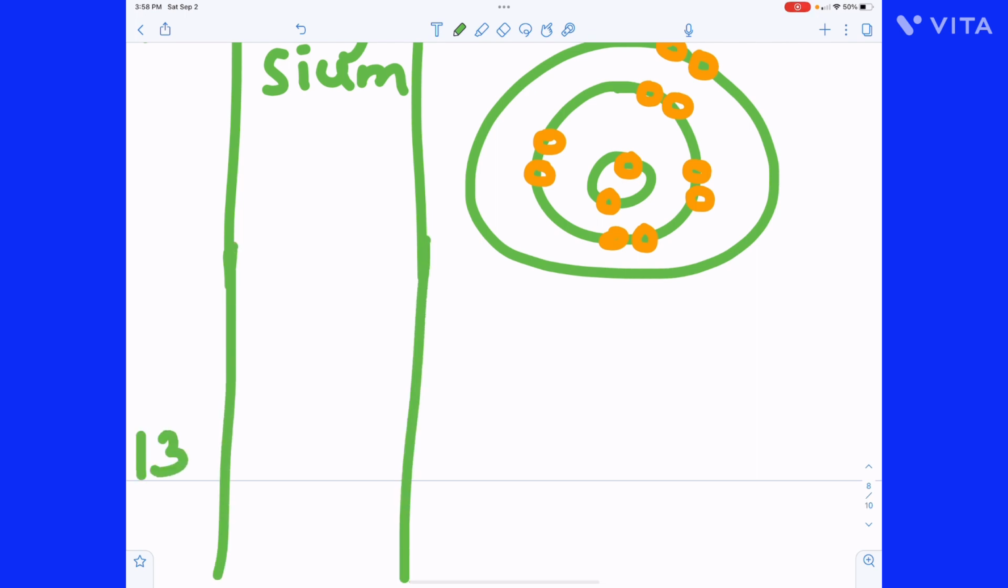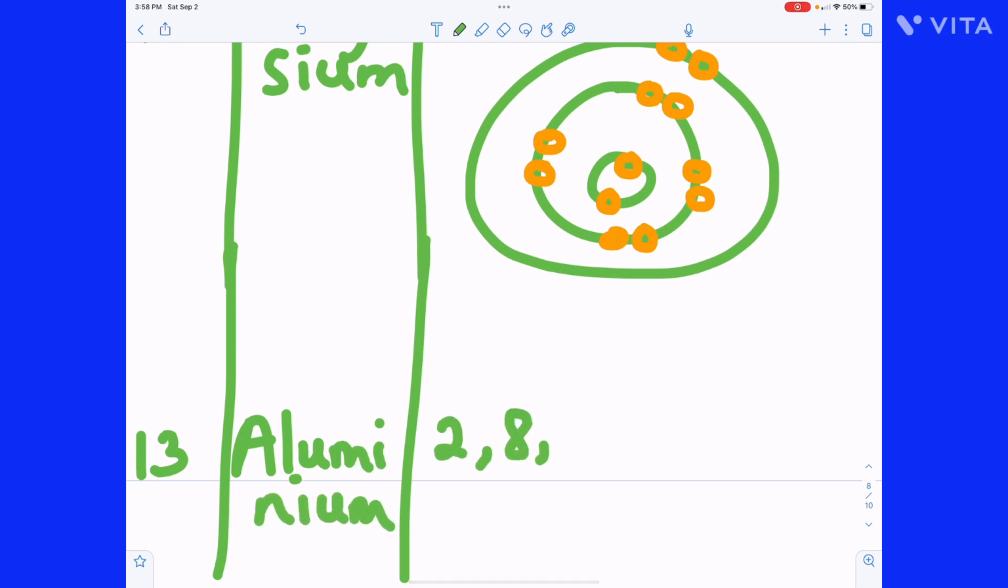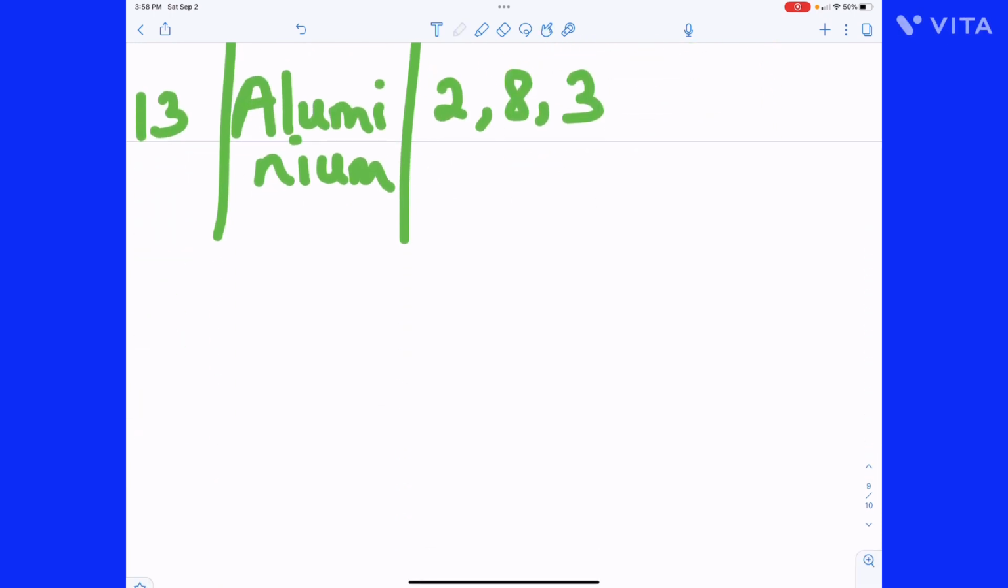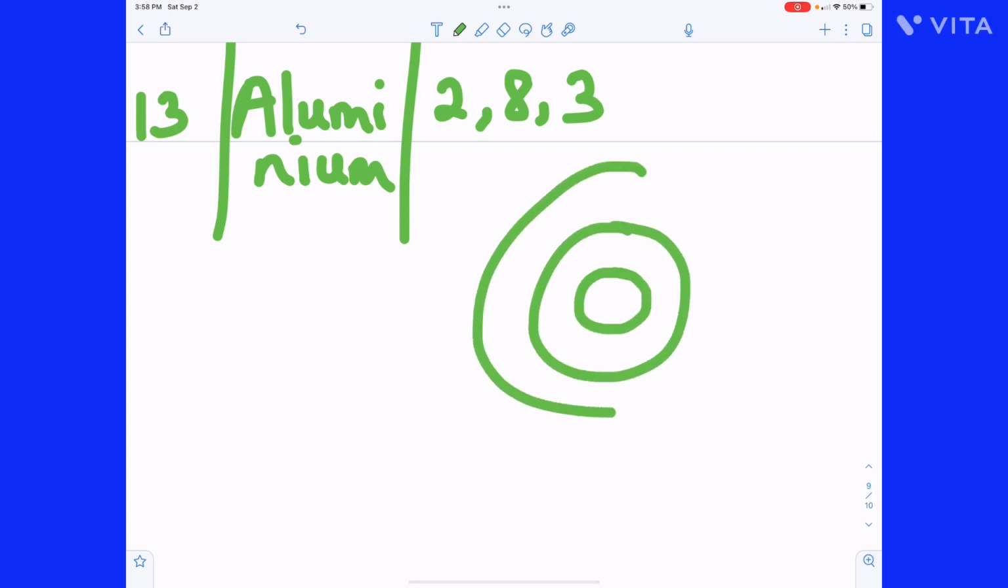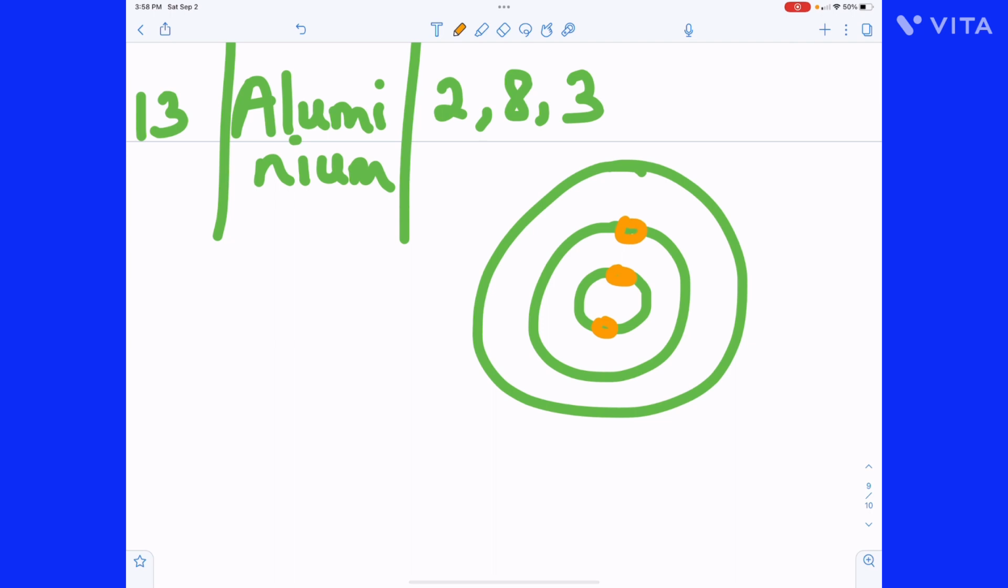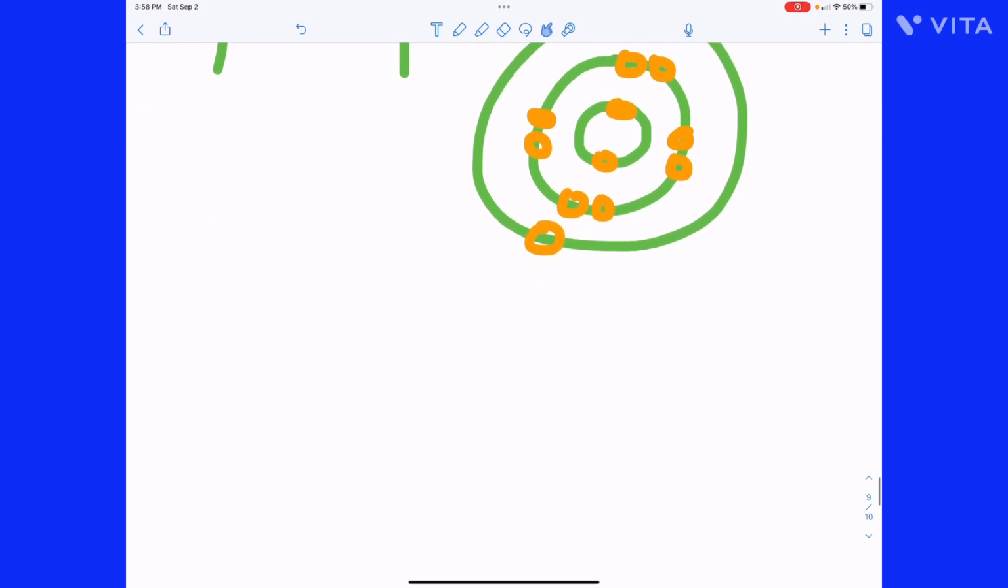Now, number 13, aluminium. The shell electron configuration of aluminium should be 2, 8, 3. You must be getting the hang of it now. The first shell can take a maximum of 2 electrons, so it will take 2. The second shell can take 8, and it will take 8. There's enough to fill into it. Then the third shell will take the remaining 3.